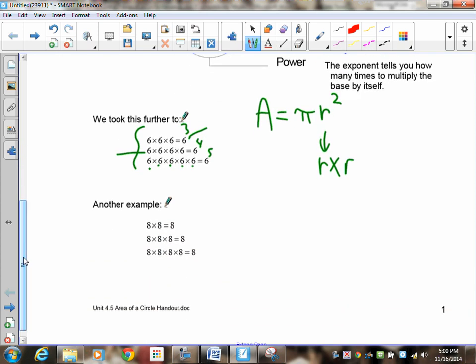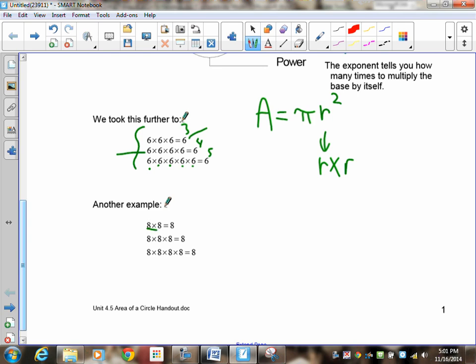So what I'd like you to do is take a look at this next example with 8s. I want you to write the powers for 8 times 8, 8 times 8 times 8, and the last one, 8 times 8 times 8 times 8. So take a moment and do that. Okay, you should be done.